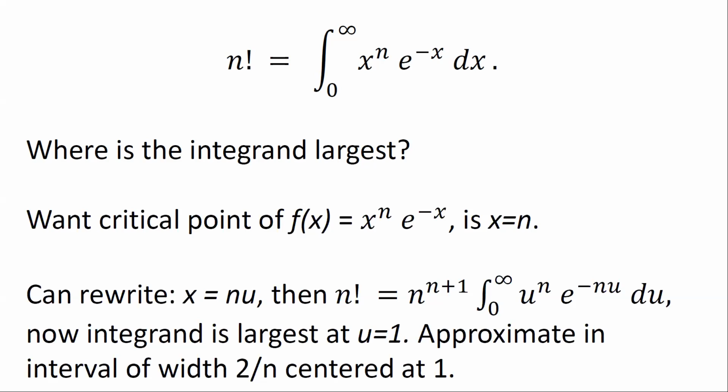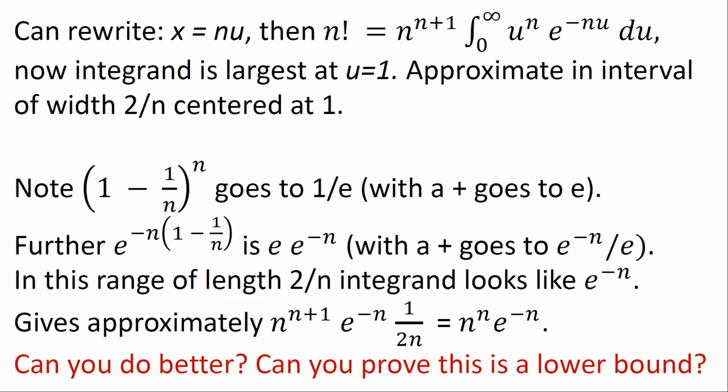So what I'm going to do is try to approximate the integrand by looking at what goes on near 1. And I'm going to go 1 over n in both directions. So if I take u to be 1 minus 1 over n, we get 1 minus 1 over n to the n, well, that's converging to 1 over e. If I had taken a plus sign, if I had taken 1 plus 1 over n, it would look like e.